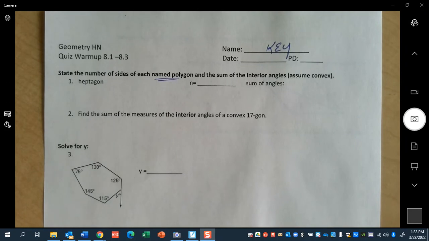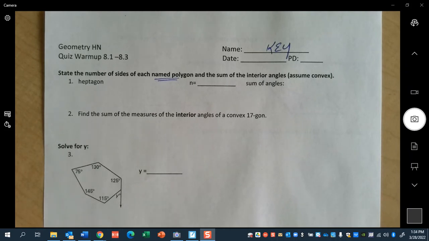Triangle has how many sides? Is it a polygon? A triangle? Yeah. A closed figure with sides, triangle. A four-sided polygon is called a quadrilateral. A five-sided polygon is called a pentagon. A six-sided polygon is called a hexagon.